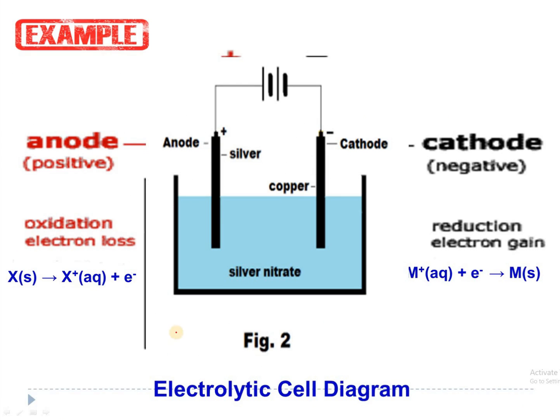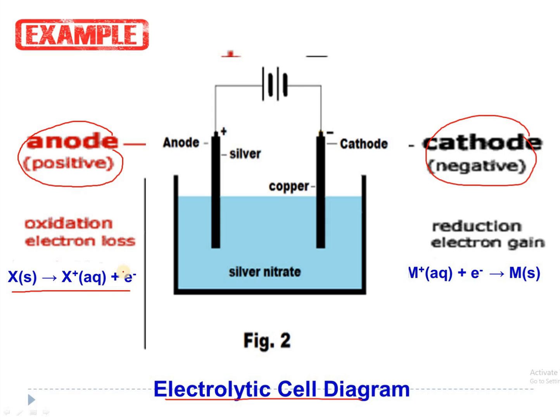This is an example of an electrolytic cell diagram. Students can see the anode has a positive sign and the cathode has a negative sign, so electrons flow from the anode to the cathode. At the anode, the oxidation process occurs, the half reaction is loss of electrons. At the cathode, the reduction process occurs, the half reaction is gain of electrons.